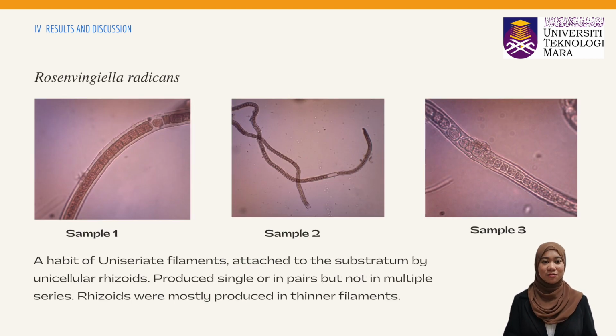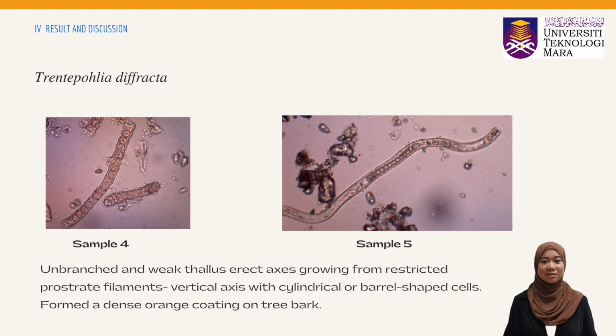The first species found is Rosenvingiella radicans from 3 samples of specimen. These species were found at the forest entrance with green-colored appearance on the tree trunks. Second species found is Trentepohlia diffracta, collected inside and outside of forests and near the school of wood tech sites. These algae form a dense orange coating on tree trunks.